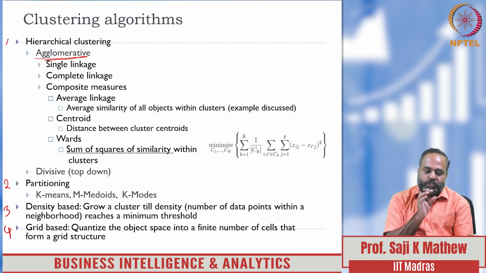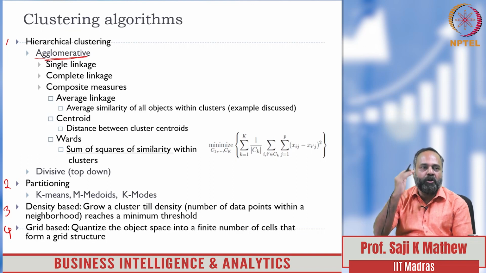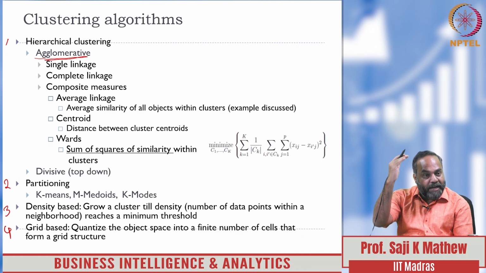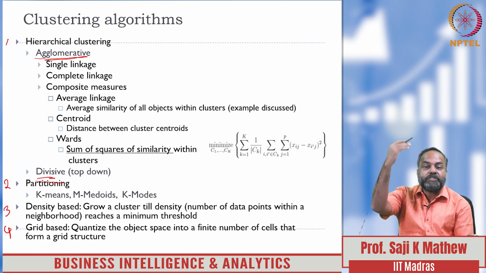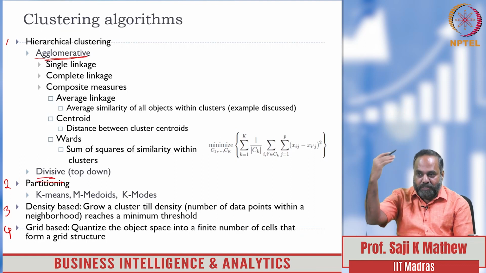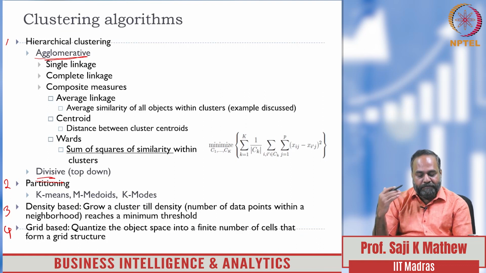Agglomerative means you start with the shortest distance, or you start from the bottom, and build upwards. There is also divisive clustering, which is also a hierarchical clustering, where you start from the top. You start with the longest distance and then come down by the method of division, which is known as top-down clustering. It is not very popular, not very highly used. Agglomerative clustering has different sub techniques.